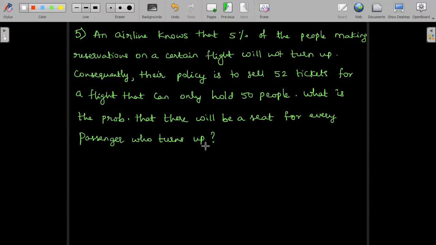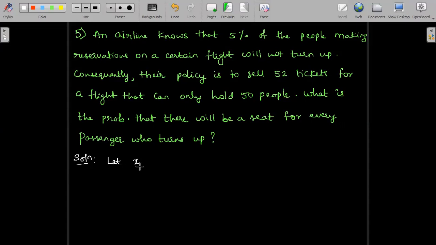So when can there be a seat for every passenger who turns up? Only when two or more people do not turn up. Though after booking the ticket, they do not turn up, then there will surely be a seat for every passenger. And what is the probability of getting a seat? We have to find out in such a case. So let us analyze the data by assuming X as the number of passengers who will not turn up.